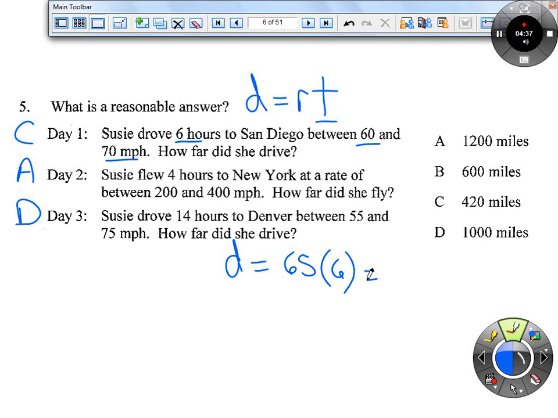And so 65 times 6 is 390. Actually, that's not good. Well, wait a second. 360... 420.